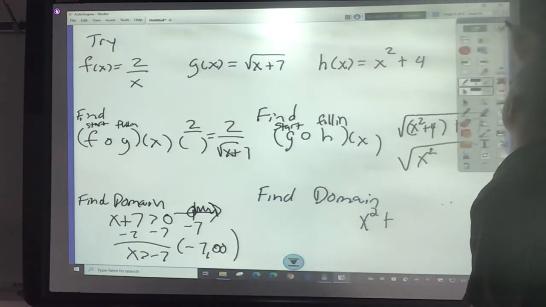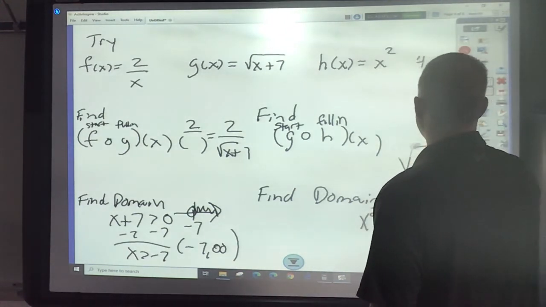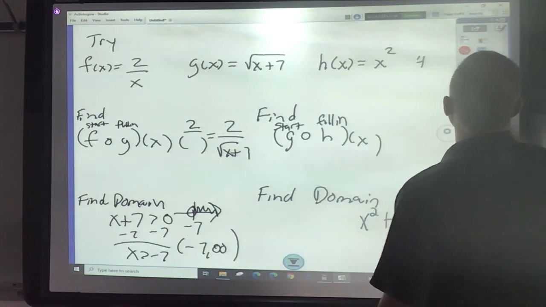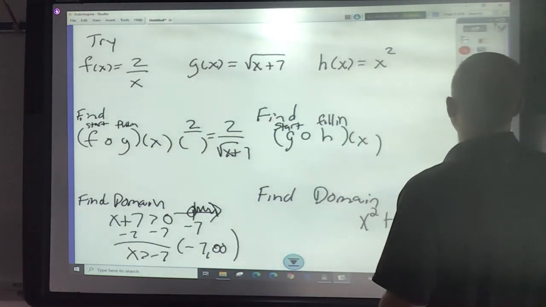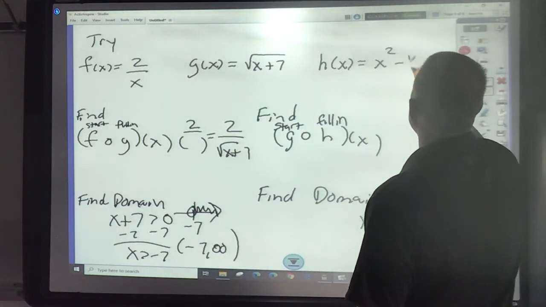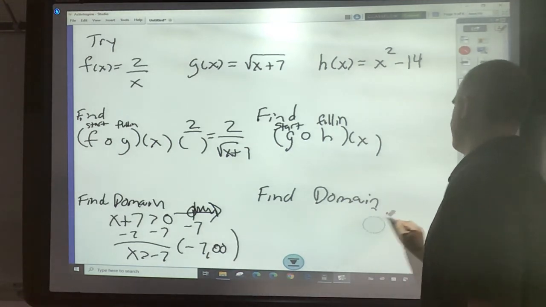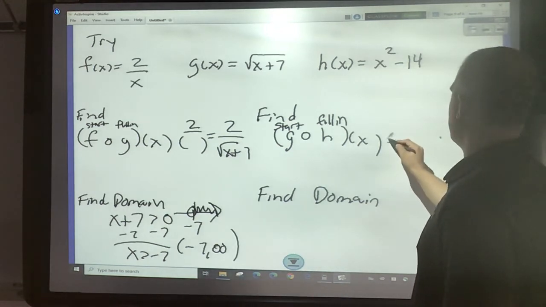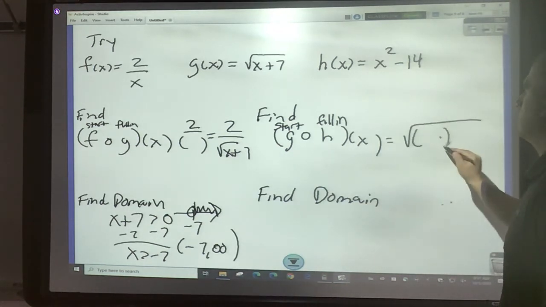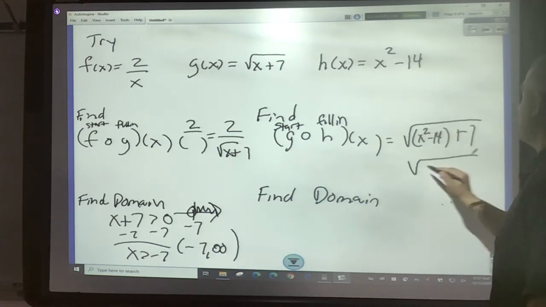We have to change that one. Let's go to minus 14. That might be easier. Okay, that's going to work out. All right, so let's start that over again. Sorry, square root of x plus 7, put in x squared minus 14. If I combine those, I get this.